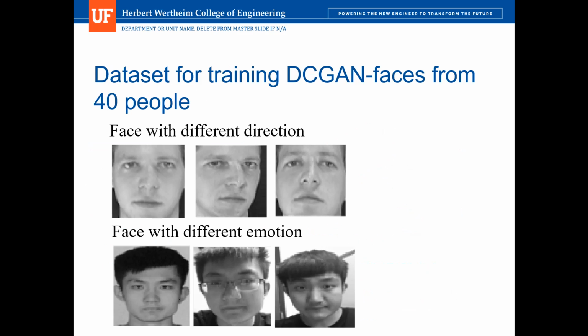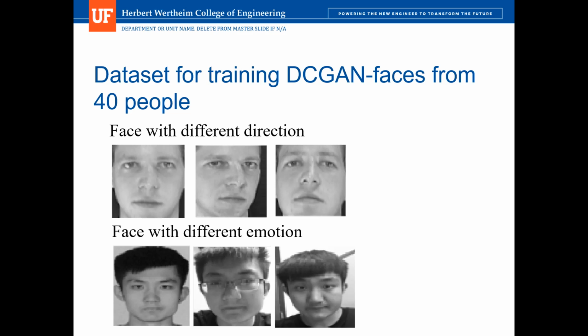This is the dataset for training DCGAN, the face dataset. These faces are from 40 people. Originally there is a mistake; that should be 41. I will make the modification afterward. For example, originally there are 40 people.